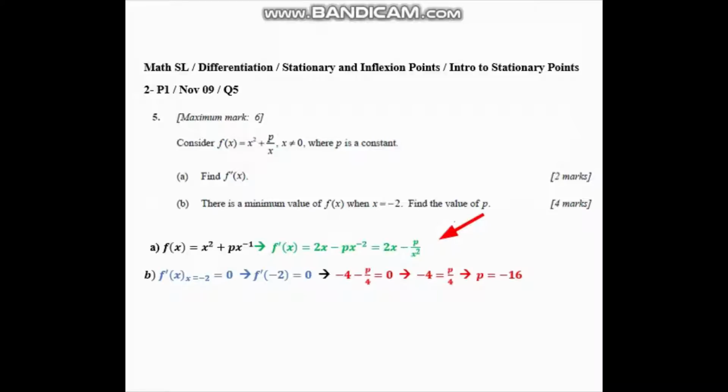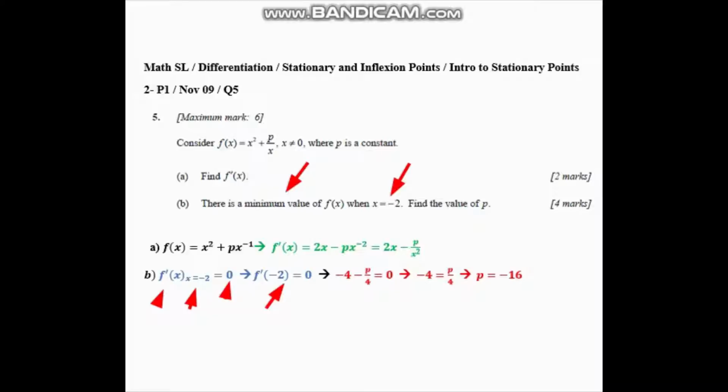In question B, you are told that there is a minimum value of f of x when x equals -2. And we know that minimum value means that f dash equals 0 because this is a turning point or a stationary point. Hence, we are going to set f dash to 0, also setting x to -2. Hence, f dash of -2 equals 0.